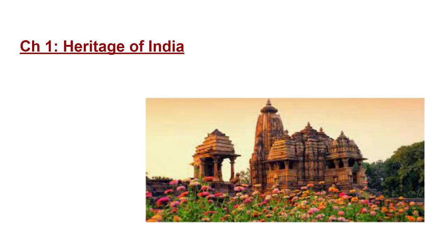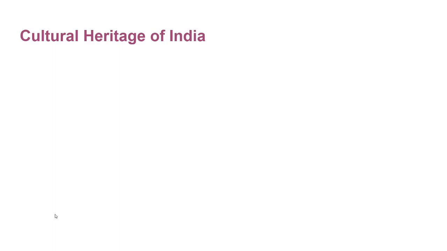cultural heritage of India. Can you tell me the difference between natural heritage and cultural heritage? There is one basic difference between them. Natural heritage resources usually refer to land, water, animals and plants, whereas cultural heritage resources include art, sculptures, buildings, traditions, etc. So let's talk about cultural heritage of India.